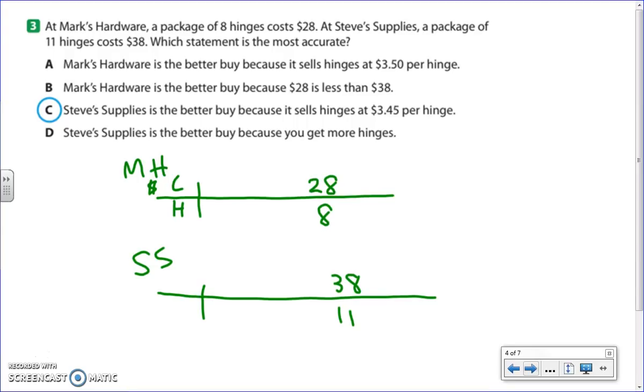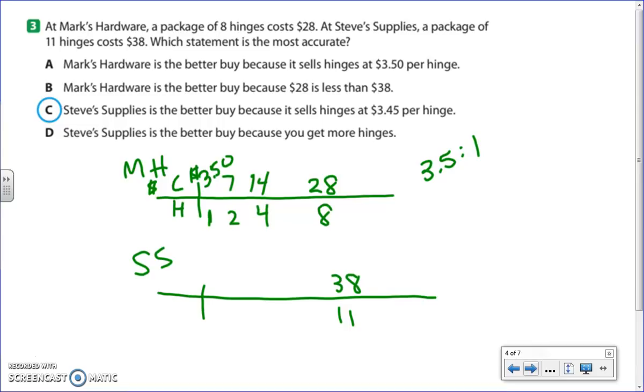Let's start with Mark's Hardware. Let's divide both 8 and 28 by 2, so 4 and 14. And we'll divide that by 2 again, 2 and 7. And then I can divide that by 2 again, 1, and in this case, 7 divided by 2 is 3.5, or $3 and 50 cents, since we're talking about cost. So I know that Mark's Hardware for one hinge costs $3.50. That is the unit rate, 3.5 or $3.50.